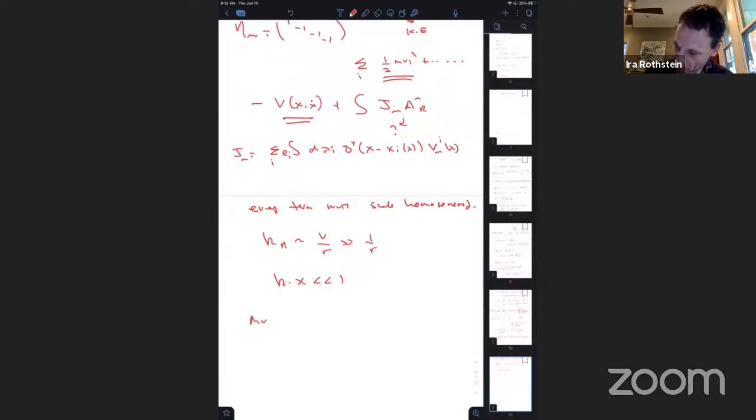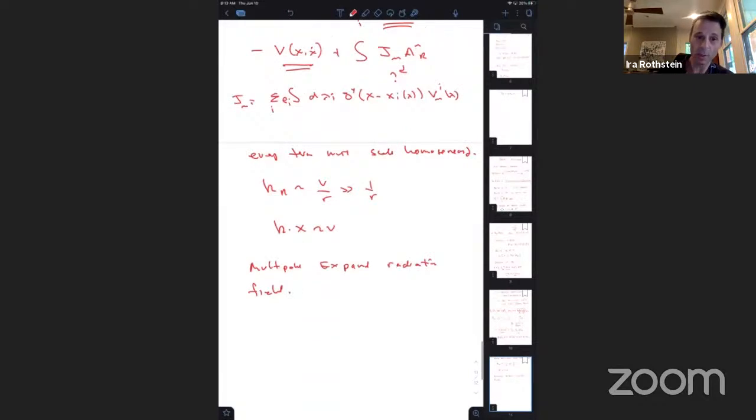So this is of order v. So instead of just an inequality, let me say this thing's order v. So we must multipole expand the radiation field. That is forced upon us by the prime directive. Okay, so we're going to write J mu A mu radiation. So this becomes sum over i e_i v mu.